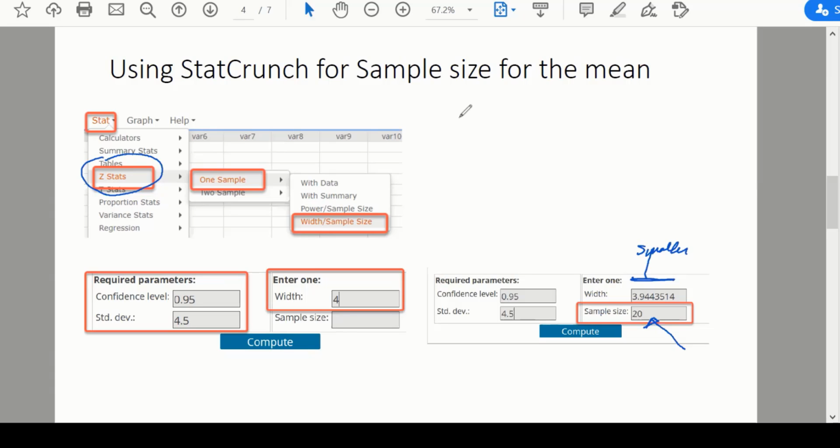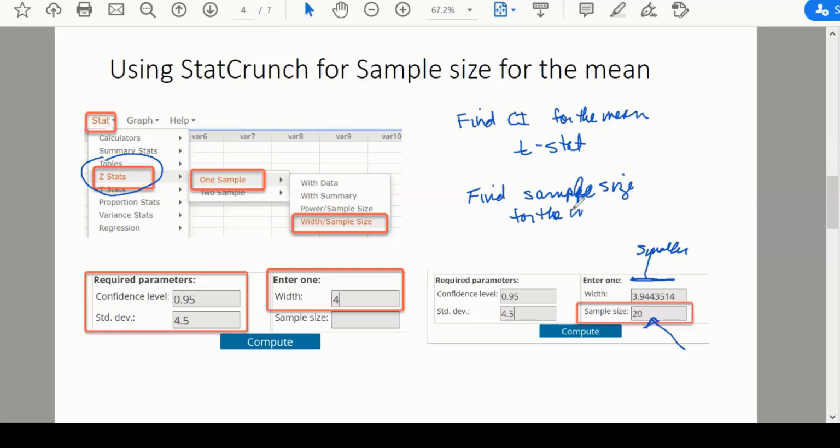So again, if you want to find the confidence interval for the mean, I'm going to use the TStat. If I want to find the sample size for the mean, I'm going to use ZStat. Okay, so that's the difference between when we use those two things.